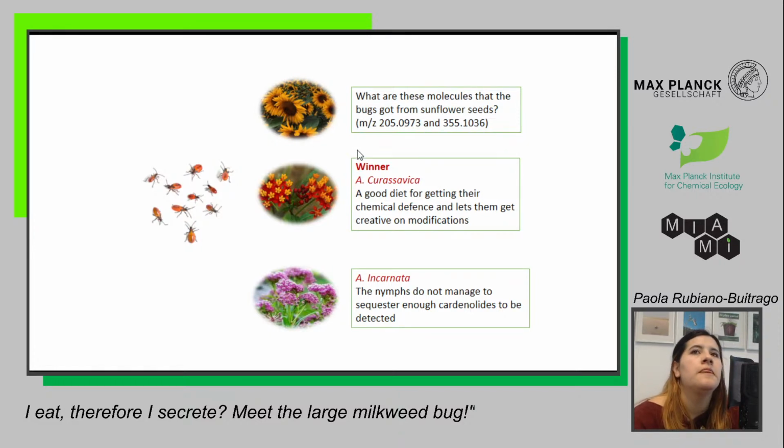What does this mean? If the goal is eat and secrete, the winner was curassavica because it allowed them to get a good diet, to get the frugoside that they want to defend themselves, and they also get creative. And incarnata, they didn't manage to sequester anything, at least not in an amount that is significant.